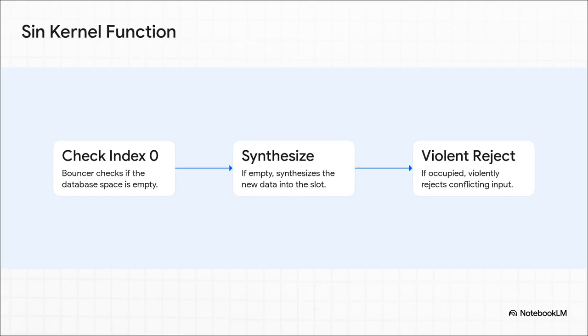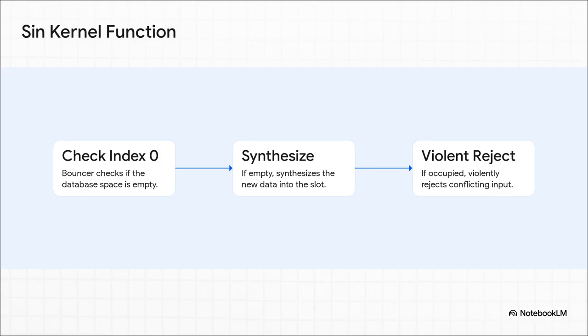At the very core of this LIFO ledger is a strict logical bouncer called the syn kernel function. That stands for thesis, antithesis, and synthesis. Let's walk through it. Step 1. The bouncer checks index 0 to see if the database space is currently empty. Step 2. If it is empty, it smoothly synthesizes the new data directly into that slot. Easy. But step 3 is the kicker. If data already exists in that spot, the bouncer violently rejects the conflicting input. Absolutely no entry. This uncompromising deterministic elegance completely prevents accidental overwrites and ensures flawless single-entry bookkeeping.